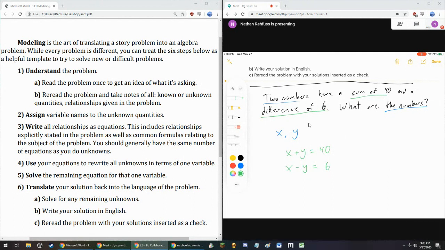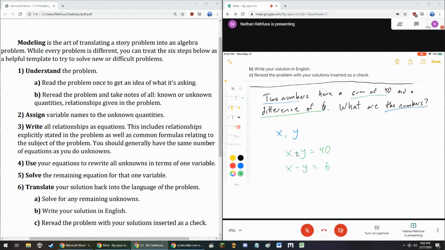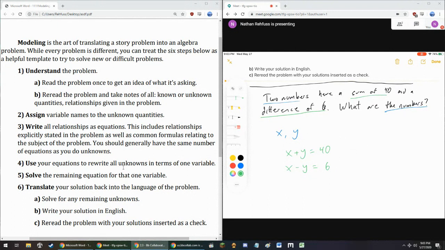Next step, now that this problem is translated to the language of mathematics, it's x plus y equals 40, x minus y equals 6, solve for x and y. Now this is a math problem, and it's written in the language of math. It's always been a math problem, but now it's written in the language of math instead of the language of English.